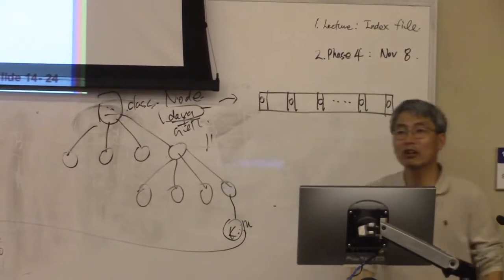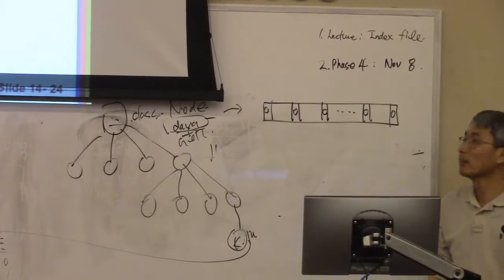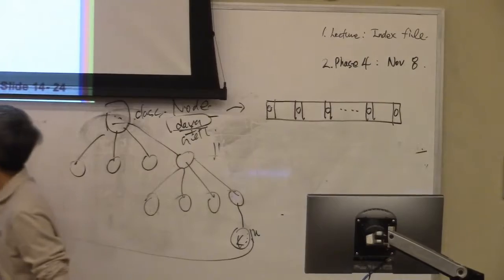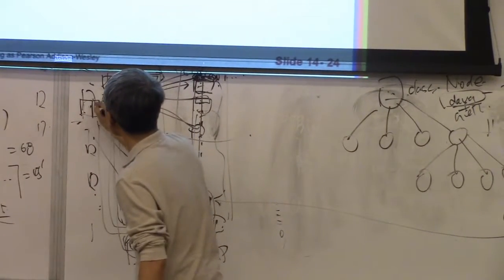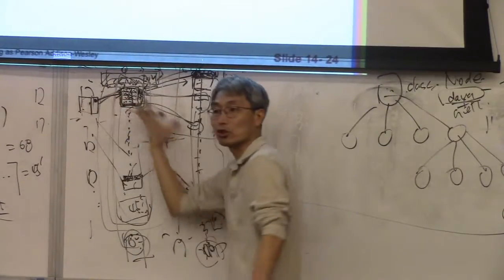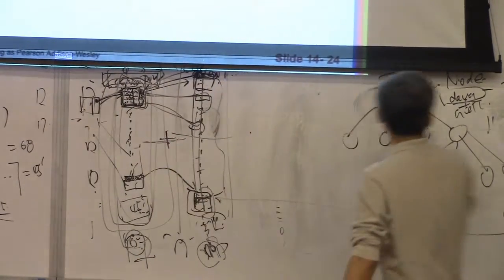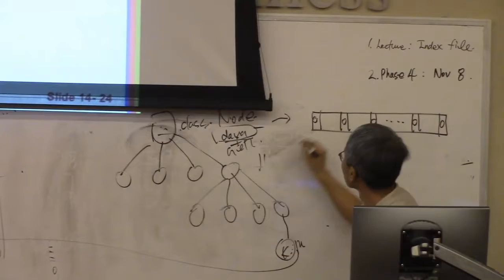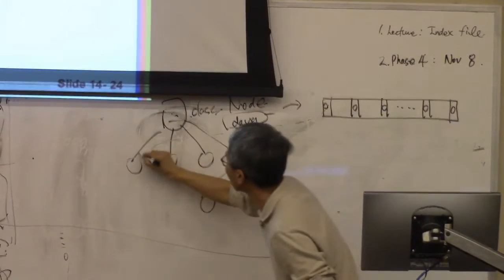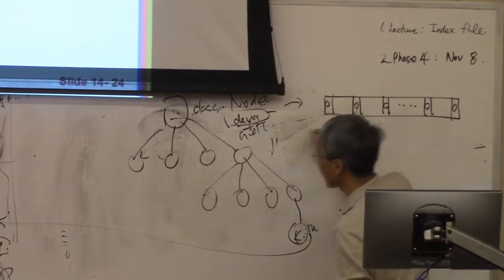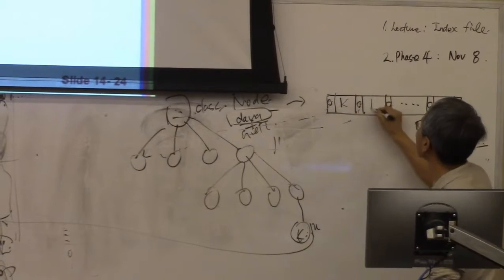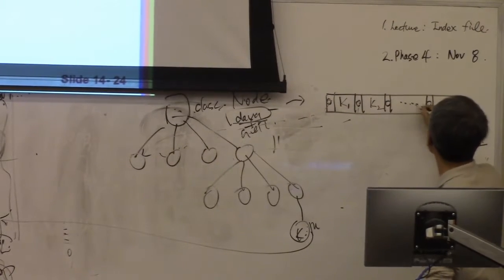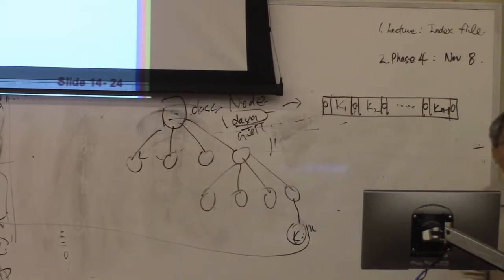So this circle means a pointer. In case of the multi-level, a pointer to the next children block. This is a pointer to this one, and this one is a pointer to that one. Then these are the index keys: 1, 2, K, and -1, like that.